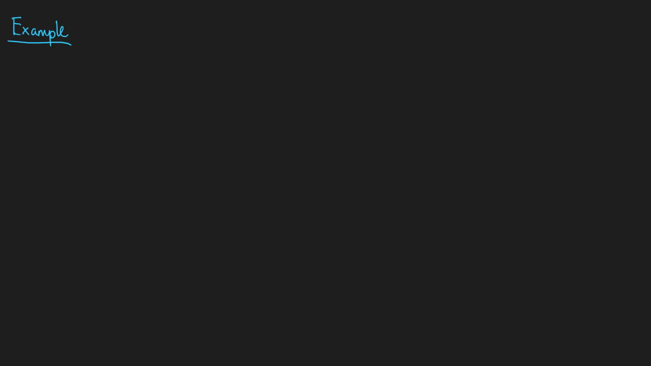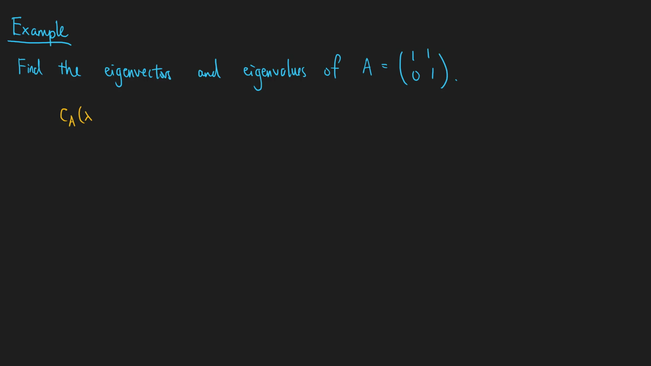Let's look at one more example. We want to find the eigenvectors and eigenvalues of A, which is the matrix 1, 1, 0, 1. The characteristic polynomial is the determinant of the matrix lambda minus 1, negative 1, 0, lambda minus 1. This equals (lambda minus 1) squared. So the only eigenvalue is 1.